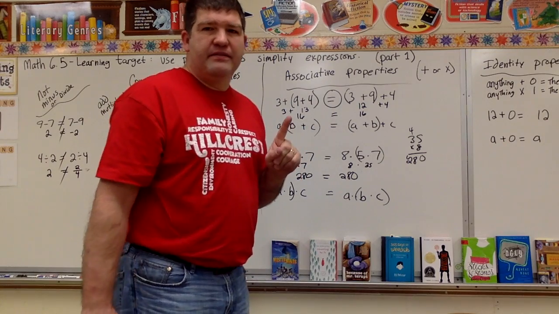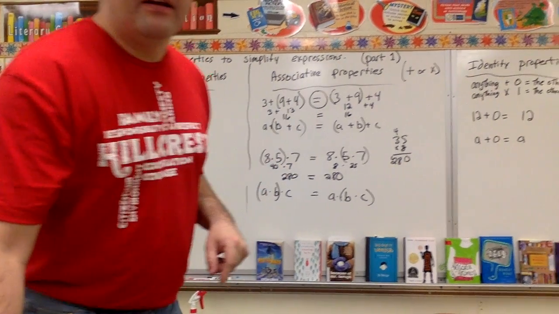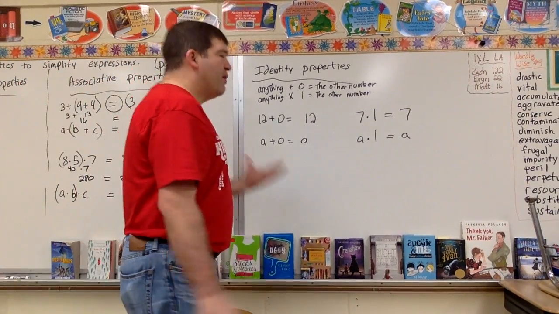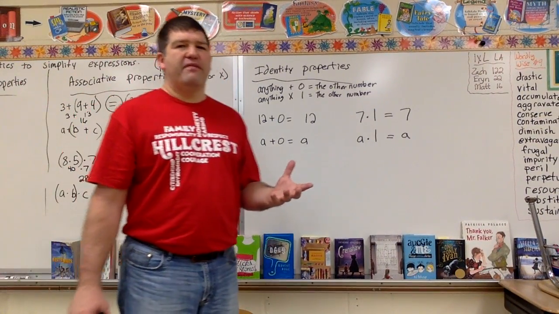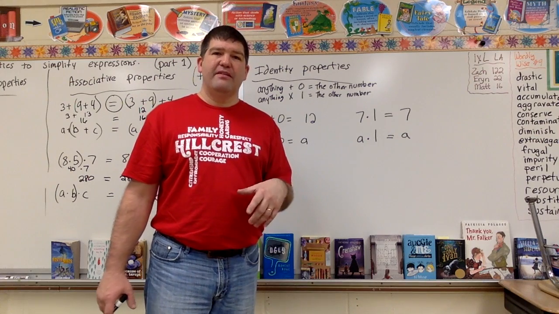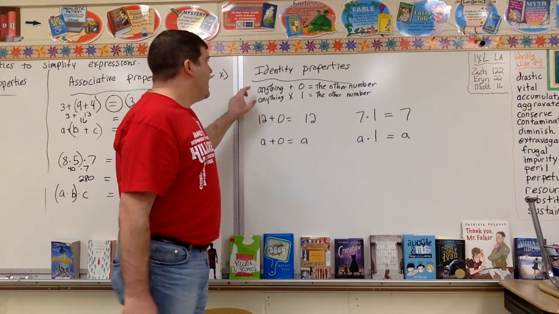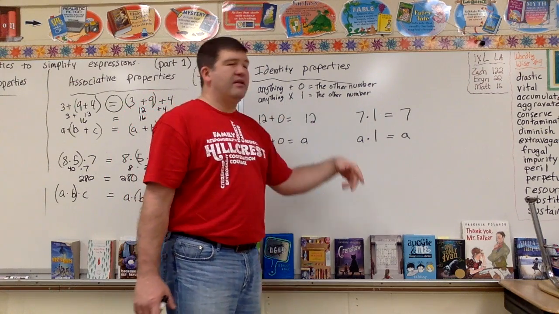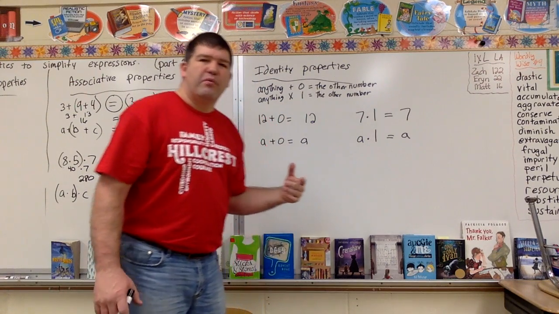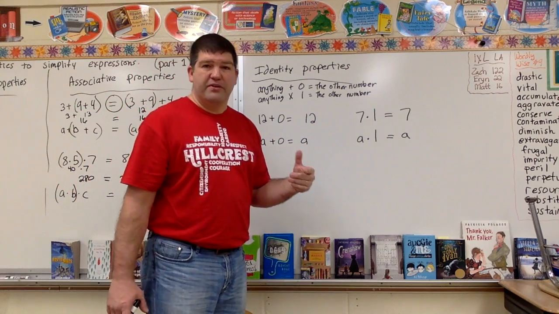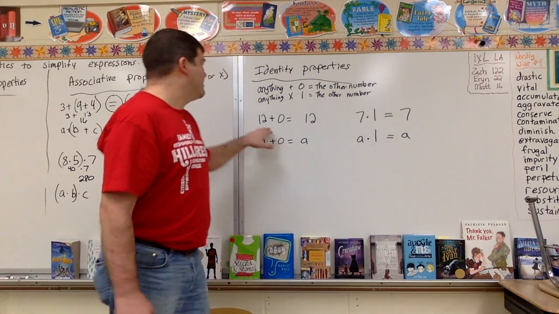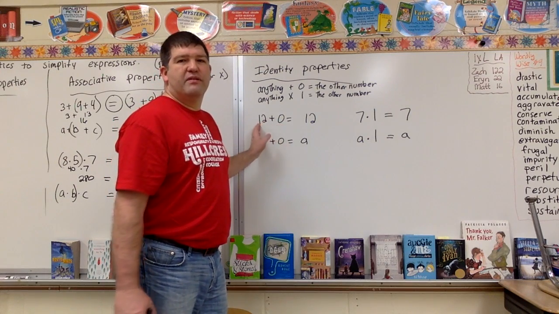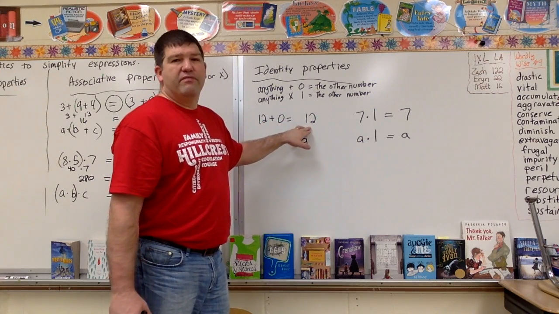Okay, one last property, the identity property. This is something that's pretty basic. You know this so well, you just probably haven't heard what the property is that makes it true. Anything plus 0 is the other number. Anything times 1 is the other number. Again, we're working with addition and multiplication. So the identity property says 12 plus 0, when it's plus 0, it's always the other number. It's going to be 12.